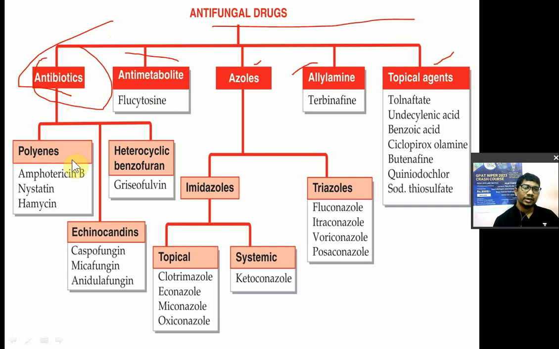First one is polyene antibiotics. Now why are they known as polyene antibiotics? तो ये polyene antibiotics क्यों बोलते हैं इनको? Polyene antifungal agent क्यों बोलते हैं? Because इनके structure में repeated double bonds होते हैं, right?